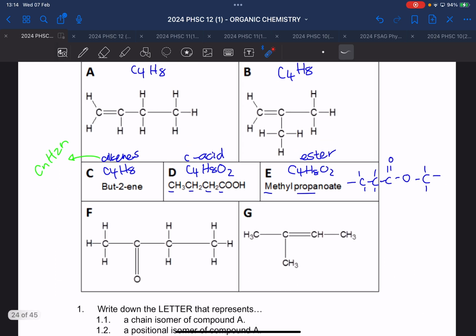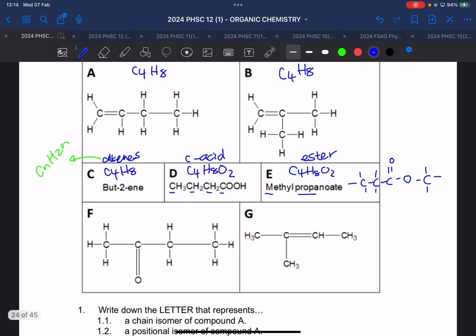This one here has a double bond O in the middle there, so it means it's a ketone. C4H8O. And then this one here is an alkene. And this is C5H10.